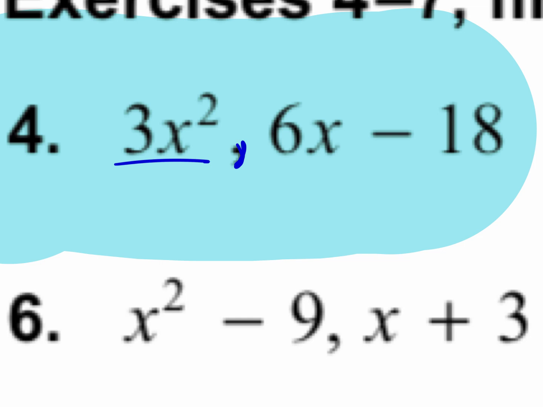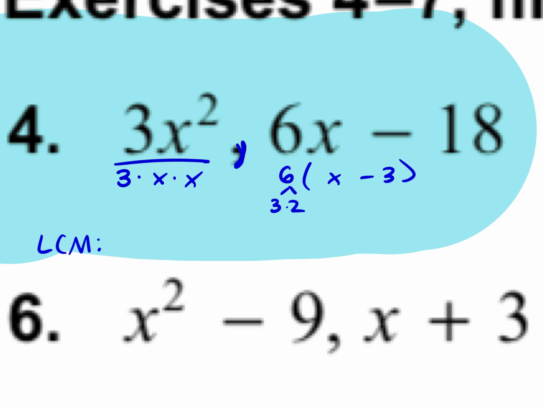First one is 3x squared. So if we broke this down into all the factors, we're just breaking it apart. 3 would just be 3. And x squared would be x times x. How could I factor 6x minus 18? I can take out a 6, and then we have x minus 3. What are two factors of 6? 3 and 2.